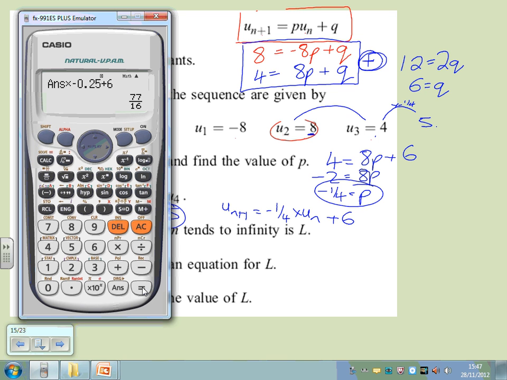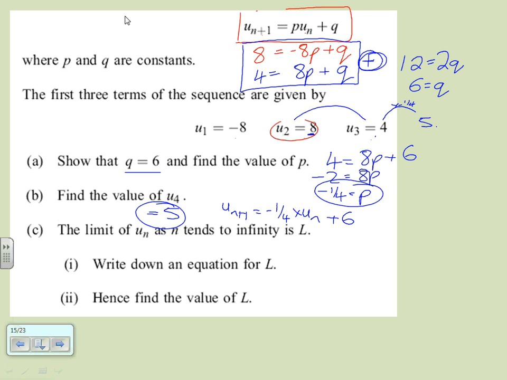Now, if I keep pushing equals again and again and again, this pretty rapidly converges to its limit, which is 4.8. That's actually the answer to the very last bit here. The answer is going to be 4.8. Why is that? Well, that's the point here, that when we get to 4.8, where will we be next time? The next time will be 4.8 as well.